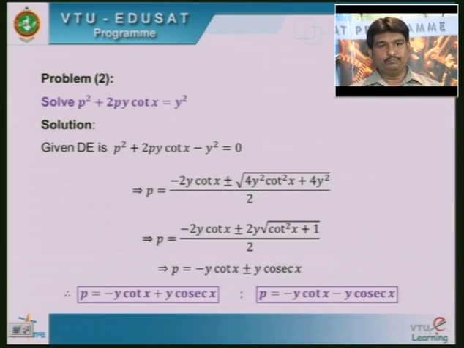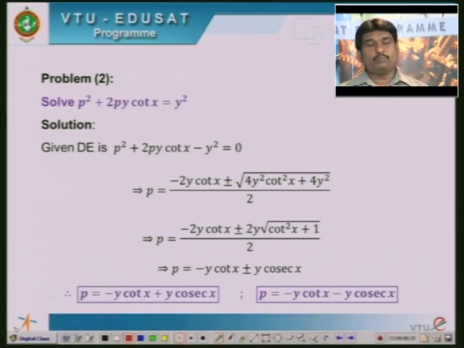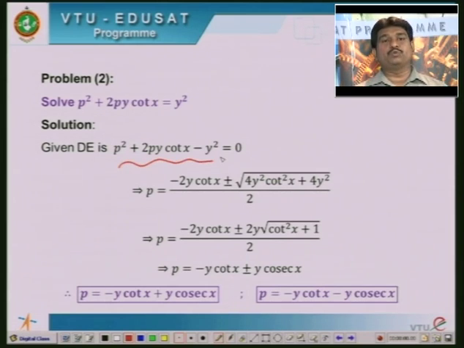Problem number 2. Solve p square plus 2py cot x equals y square. The given differential equation is p square plus 2py cot x minus y square equal to 0. It is like ax square plus bx plus c equal to 0, so find its roots using the formula minus b plus or minus root of b square minus 4ac divided by 2a. The coefficient of p here is b, which is 2y cot x.